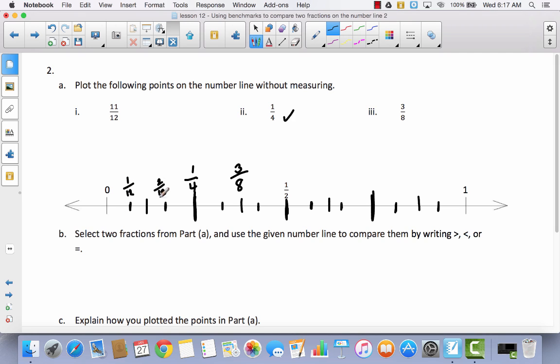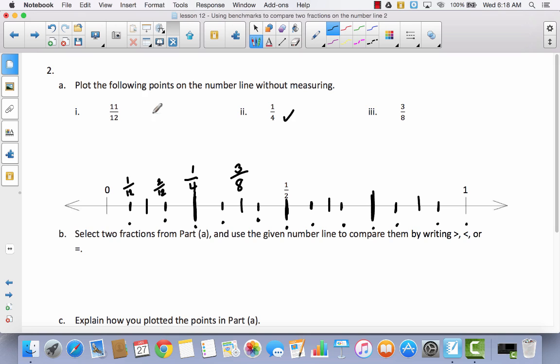1, 2, 3, 4, 5, 6, 7, 8, 9, 10, 11, 12. Kind of hard to see. What I'm going to do is go back and put a little dot under the twelfths, and I want you to do that with me. So this is 1/12, 2/12, 3/12, 4/12, 5/12, 6/12, 7/12, 8/12, 9/12, 10/12, 11/12, and 12/12. So you'll notice we're skipping the eighths, okay?